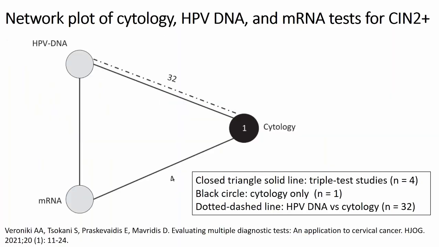This is a network plot of the 3 tests that they applied the models to: cytology, HPV DNA, and mRNA tests. As you can tell, most of the studies have compared cytology and HPV DNA. There are 32 studies, that's the dotted dash lines, and then 4 studies that compared the 3 tests, and there was a single study that looked at only cytology.